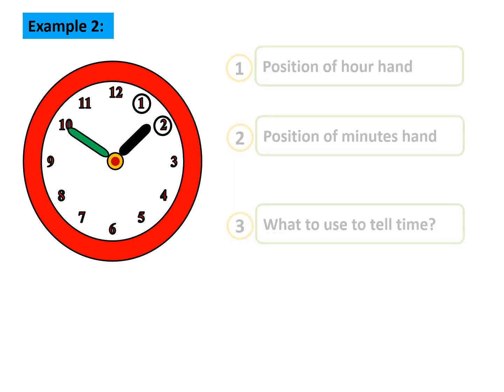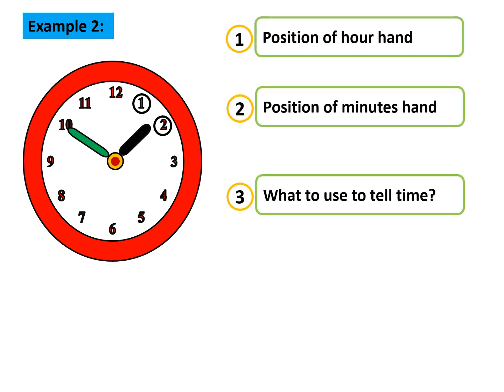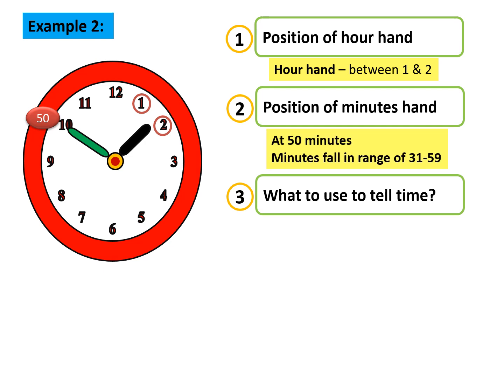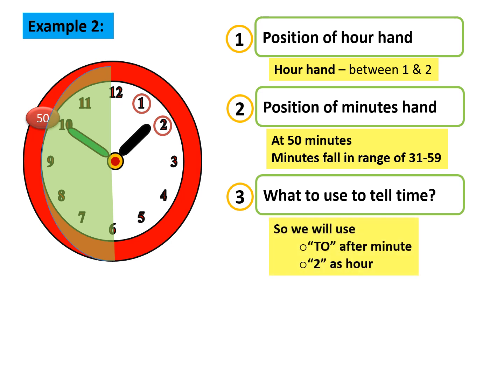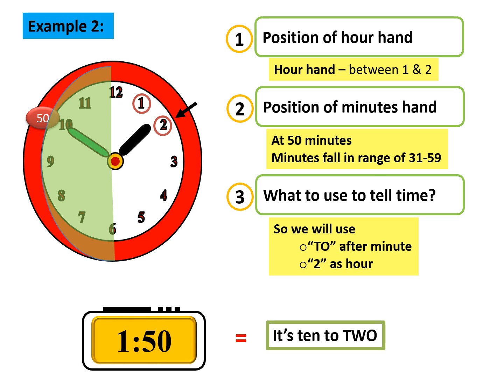Here, apply the 3 simple rules to tell the time. In the clock, the hour hand is between 1 and 2. The minute hand is at 50, so it falls in the range of 31 to 59. So to is used after the minutes, and as we are using to after the minutes, select 2 as the hour. So the time is 10 to 2, means 10 minutes remaining to complete 2 hours. So if you want to write in digital format, you can simply write 1 hour 50 minutes.